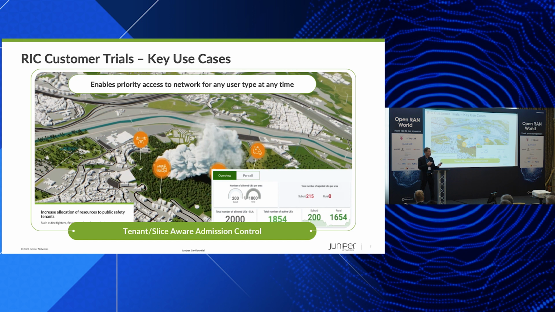With the RIC, the admission control xApps and rApps, you can realize the utilization on a per cell basis and then change the admission policies on a per cell basis to admit more users or fewer users depending on the cell. And you can do that also across slices, depending on the SLAs, the priority of the slices. So that's one use case that we have trialed, in this case in 2 settings, but we've demonstrated that many more times, but these were 2 important ones to discuss. So it enables priority access to the network for any user at any time based on policies and configuration.